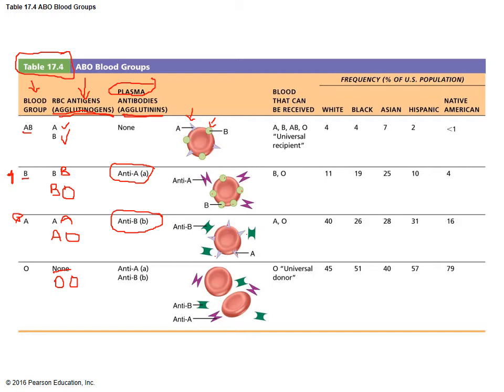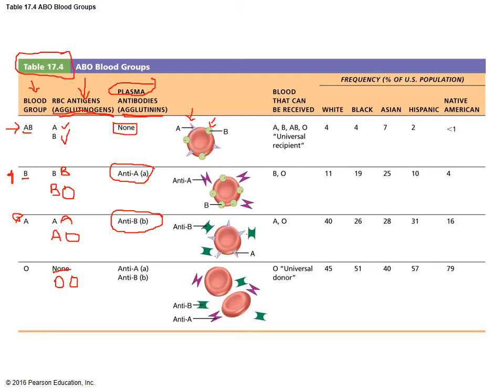Now, what happens if you're AB? If you have both of the receptors? Well, in that case, there's no unfamiliar version, right? Because we're ignoring type O. So you actually have no antibodies floating around because your red blood cells are familiar with both A as well as the B receptor.